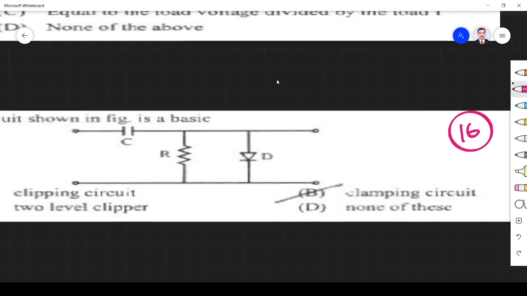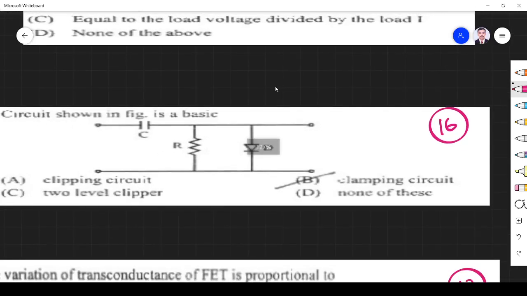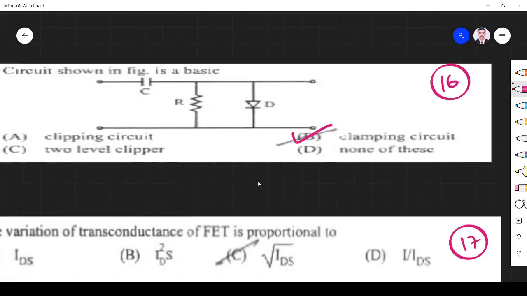Next question, the figure shown here is okay. By seeing the figure, we see it is a diode and RC network, so surely it is a clamper, right? So it is a clamper circuit, right? Okay, a clipper will not have C, right? So let us see that.